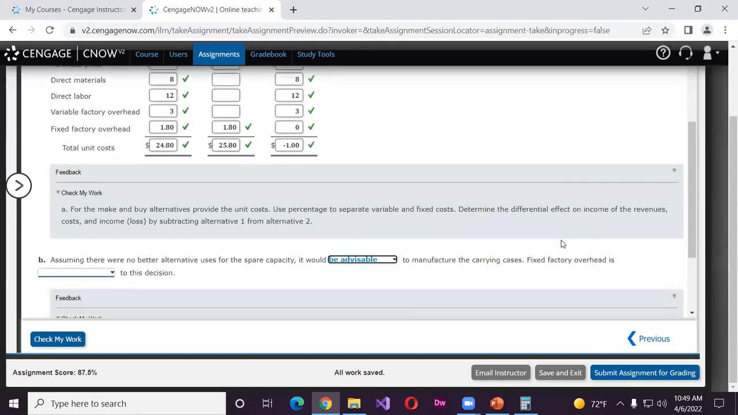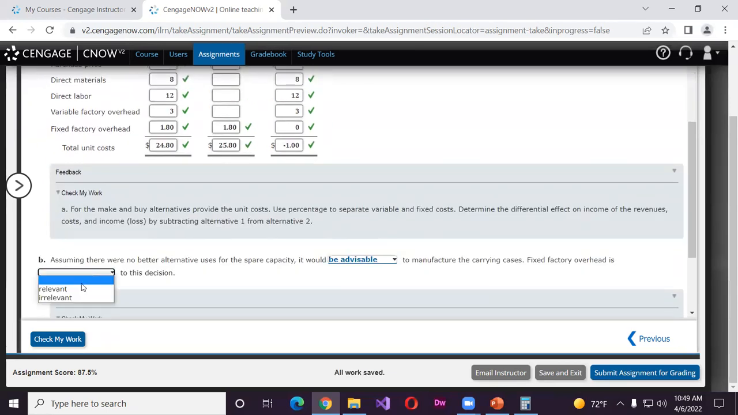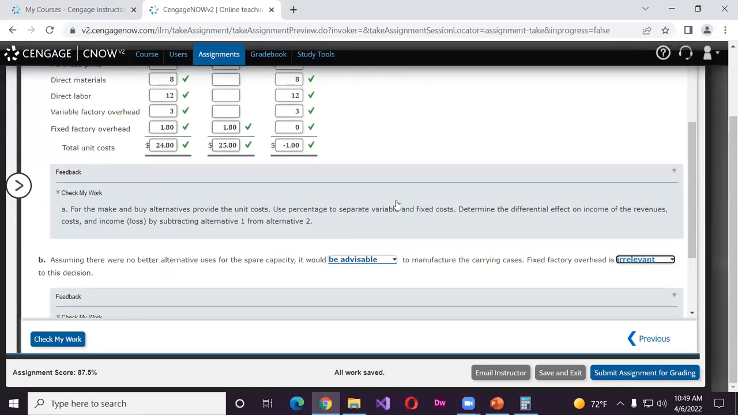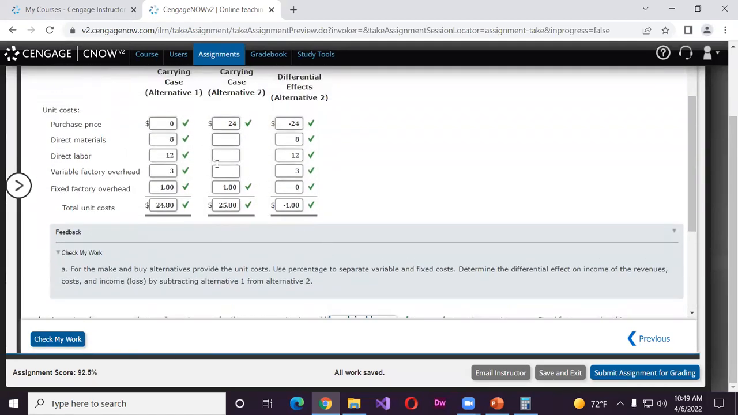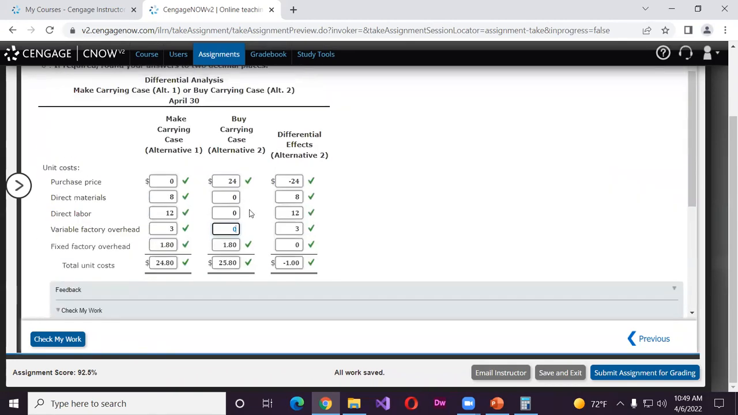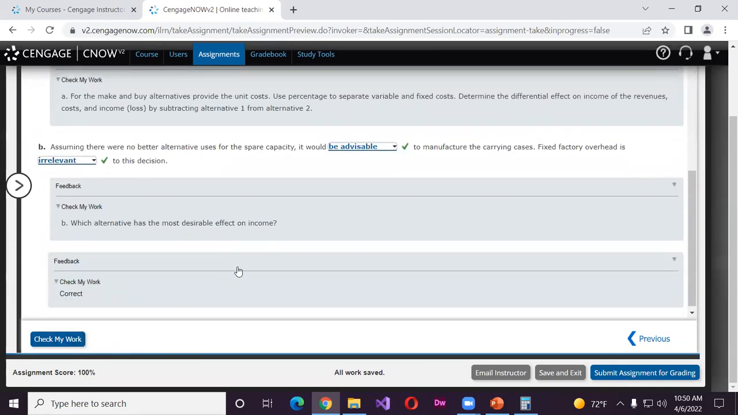Fixed factory overhead is blank to this decision. And so if we look here and we see that there's no differential effect between the two, then that means it is irrelevant to the decision because it's going to be the same either way. Oh, what did I miss? Oh, it probably wants zeros here. I think if those are graded, it should put a red X there then, so you know. Otherwise, you're like, wait, what did I? All right, there we go.